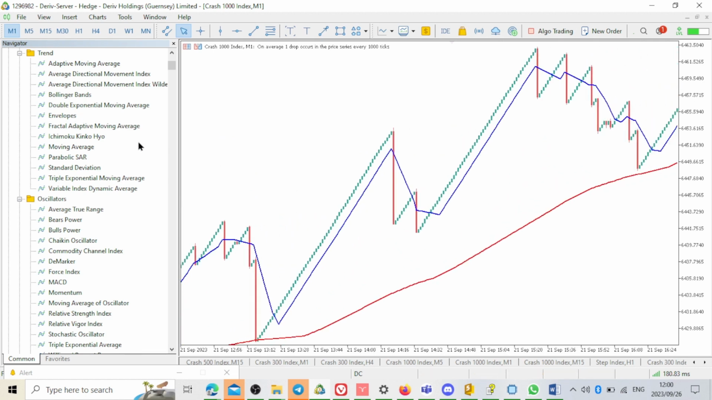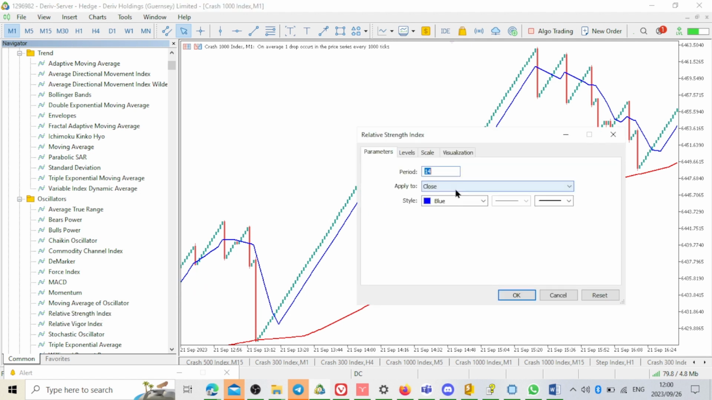Then the last indicator is under oscillators, and it's our relative strength index. With the relative strength index, the period is going to be 14, apply to close, then the style is going to be blue.